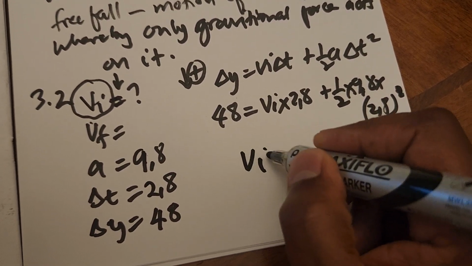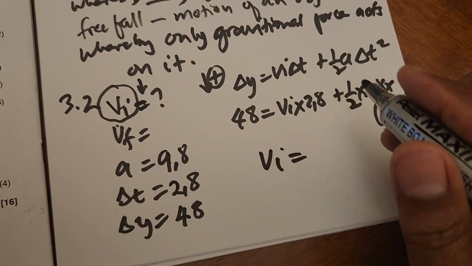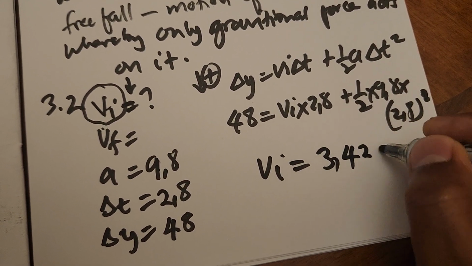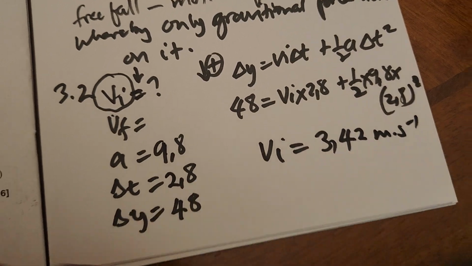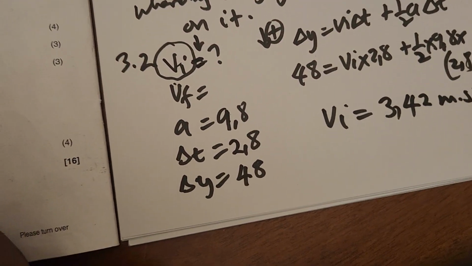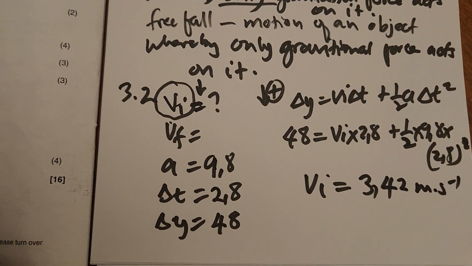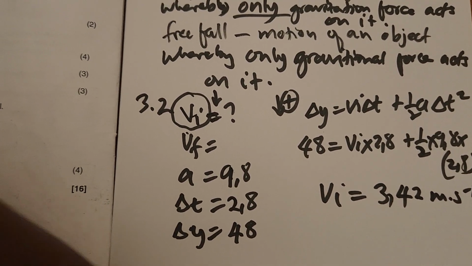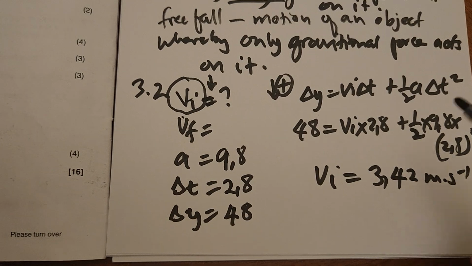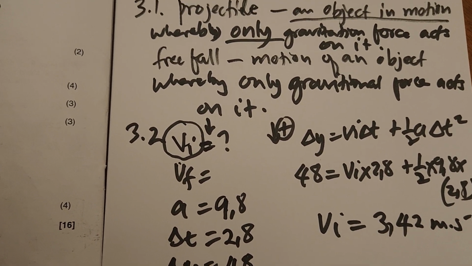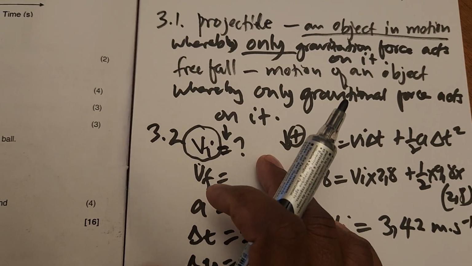Therefore, from here I can solve VI. The VI now will be the same as 3.42 meters per second. That is how easy you can deal with this question. Always be careful in this one. So fine, we found the VI. Now we can even find the velocity with which the ball hits the ground.